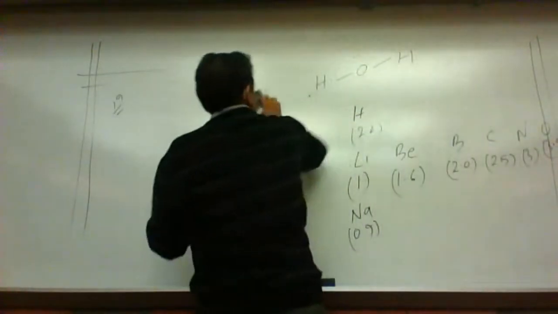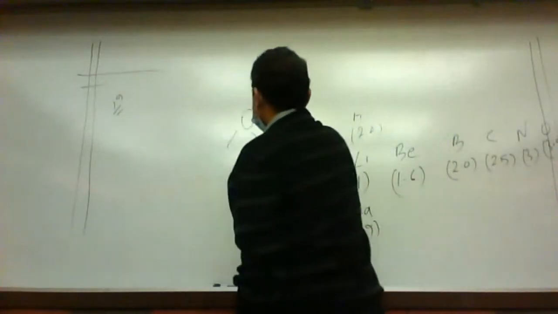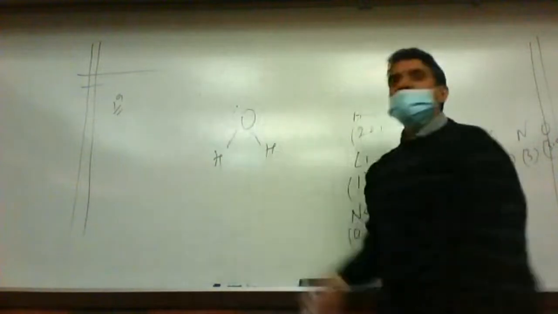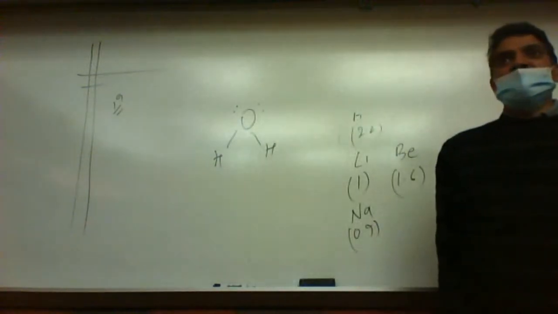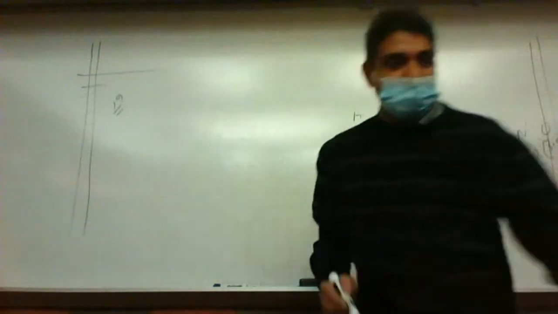So water is polar. Why is water polar? Because both hydrogens are turning toward down and oxygen is pointing away. So this is unsymmetrical and this is polar. Now let's look at this one.